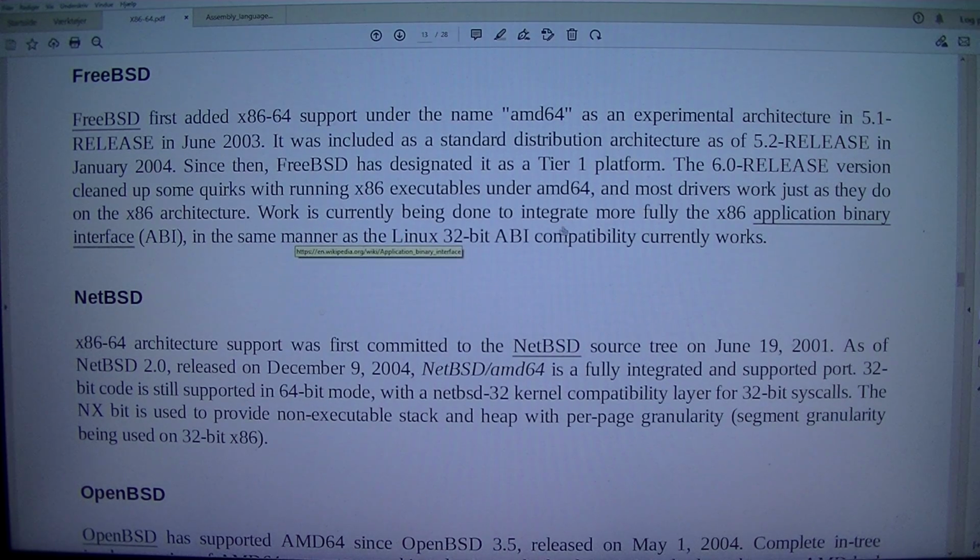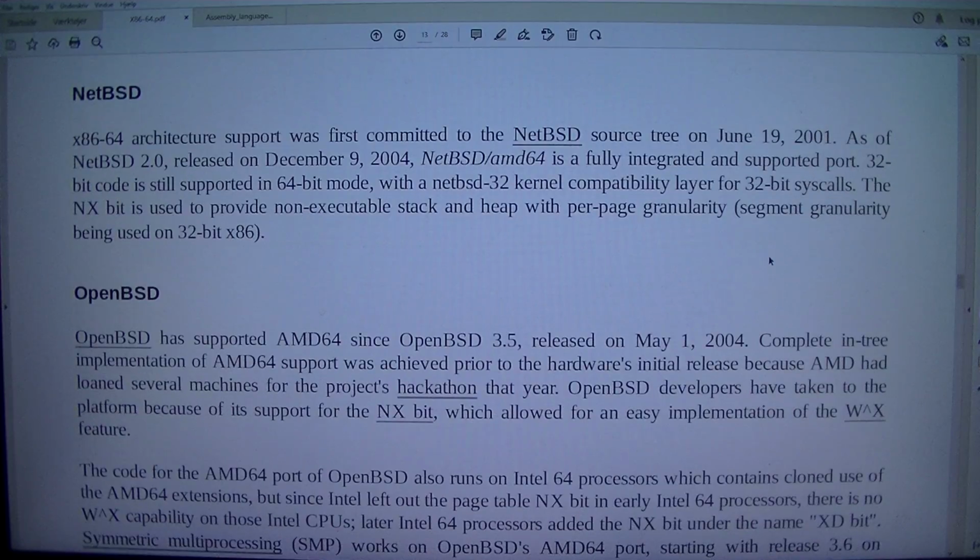Work is currently being done to integrate more fully the x86 application binary interface, ABI, in the same manner as the Linux 32-bit ABI compatibility currently works. NetBSD. x86-64 architecture support was first committed to the NetBSD source tree on the 19th of June, 2001. As of NetBSD 2.0, released on the 9th of December, 2004, NetBSD/amd64 is a fully integrated and supported port.